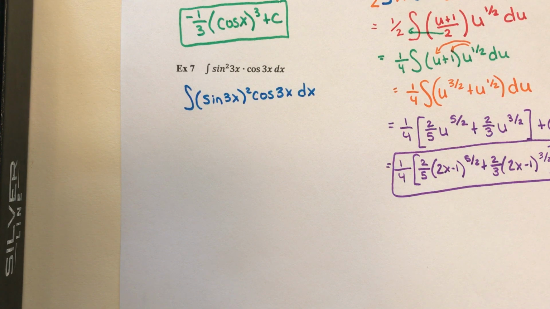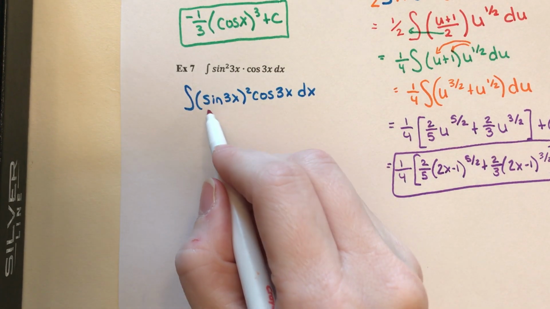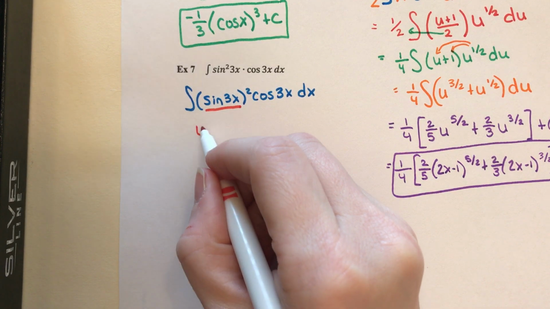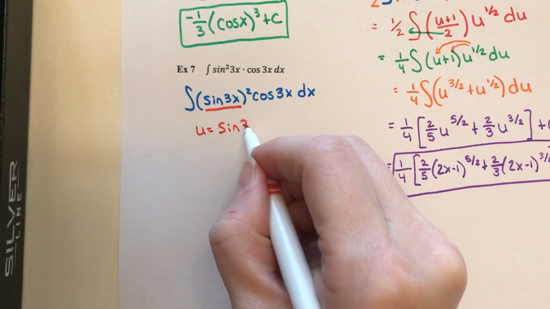So I'm going to pick the one that looks like it's on the inside. I'm going to pick the one in parentheses, right? That's one of our tricks from the top there of our notes. Pick a parentheses to start out with. So I'm going to pick sine of 3x as my u.